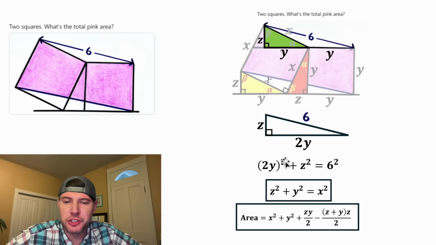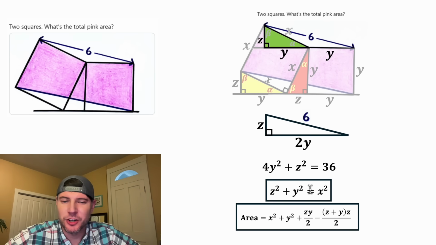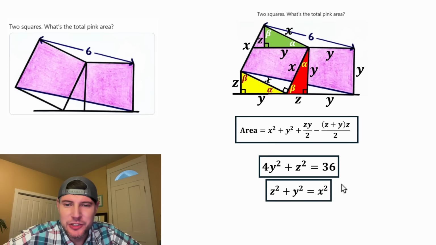For the first term, the 2 can go to both of these. It'll be 2 squared y squared. And then 2 squared is equal to 4, so we have 4y squared. And then on the right-hand side, 6 squared is equal to 36. This also looks important. Let's put a box around it. And now I think we have everything we need to do the area.